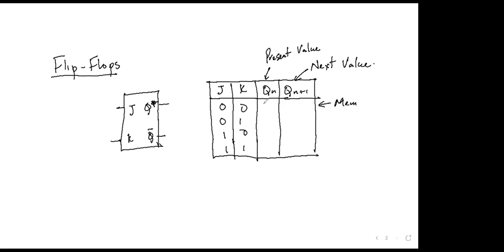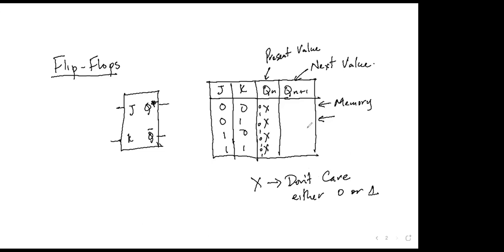I put an X. What does the X mean? It means don't care. So we put the X because we don't want to write out the 0, 1, 0, 1 combinations and make the table bigger. So we put an X, but it really means don't care.